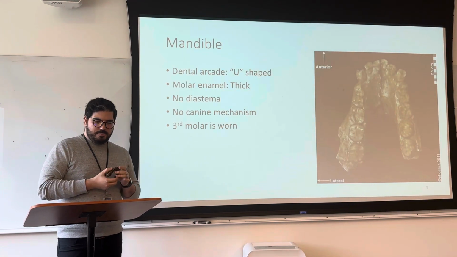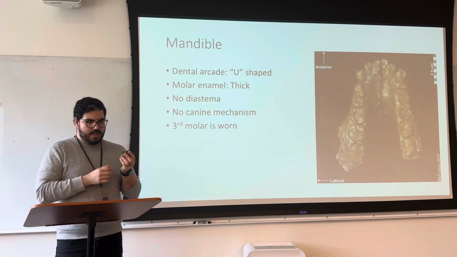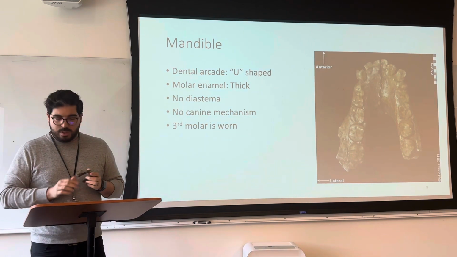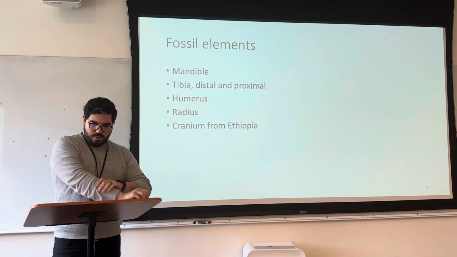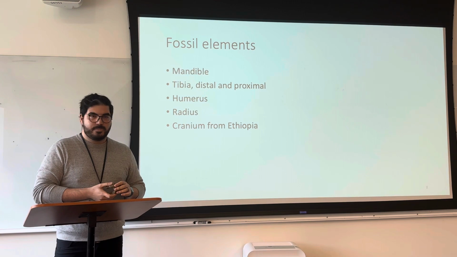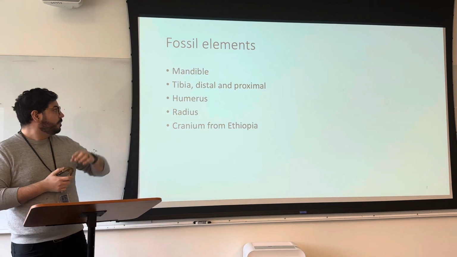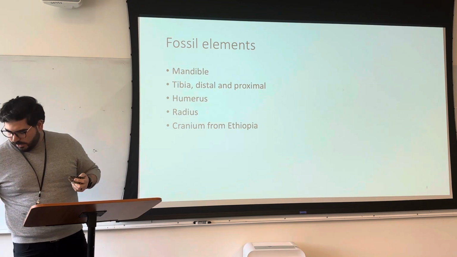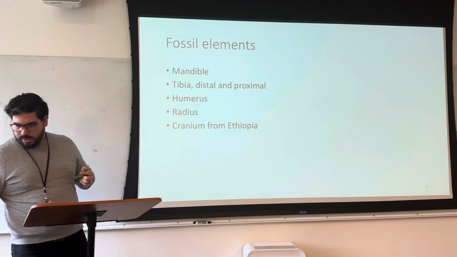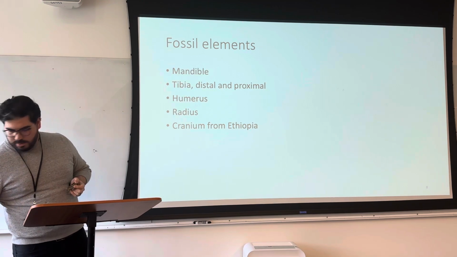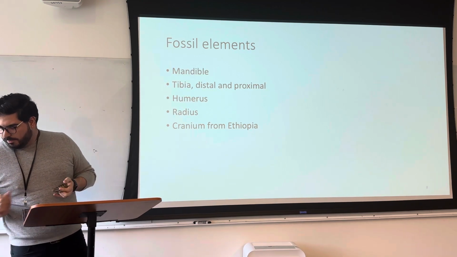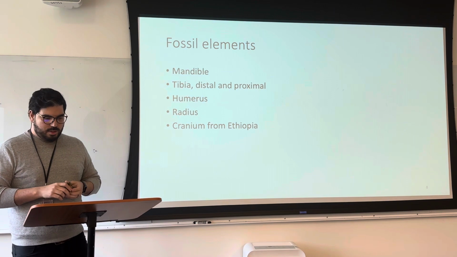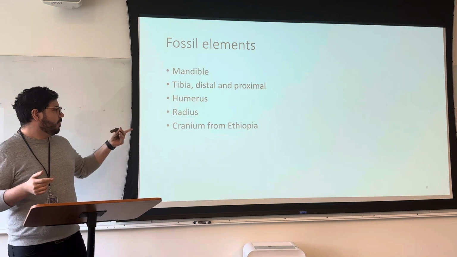So back to the mandible. So we have the dental. Sorry, can we go back? Oh yeah. Thank you. And I also have the casts of the maxilla and the tibia, the distal tibia and proximal tibia. And I think in the other box we have the radius as well.